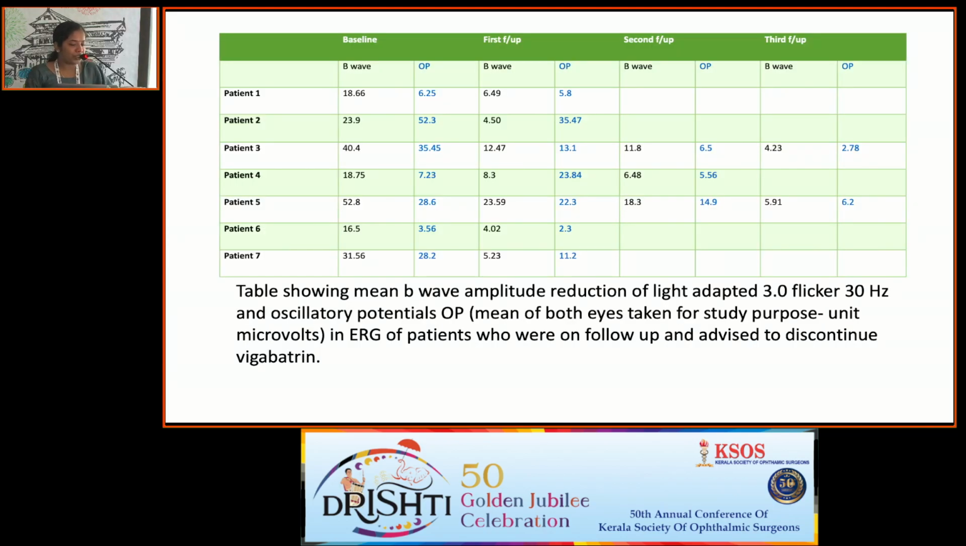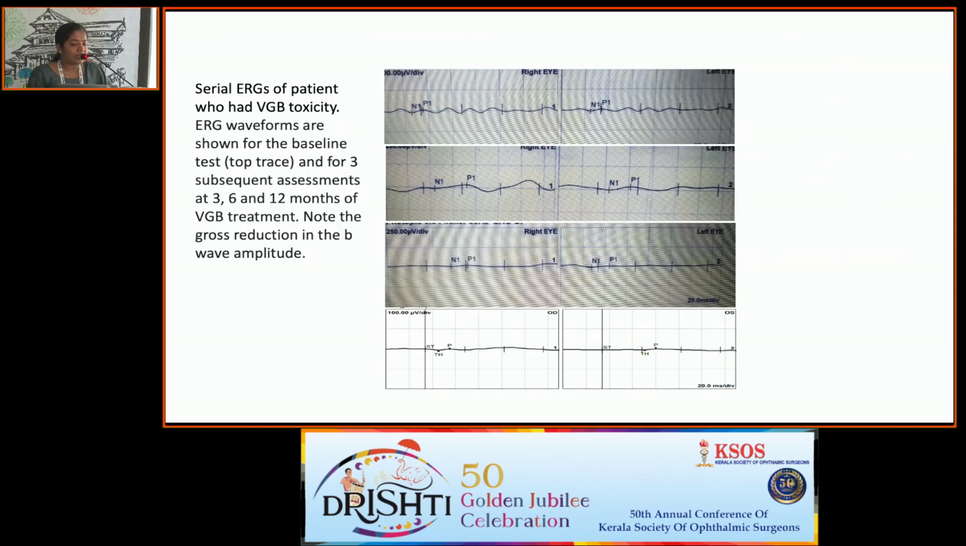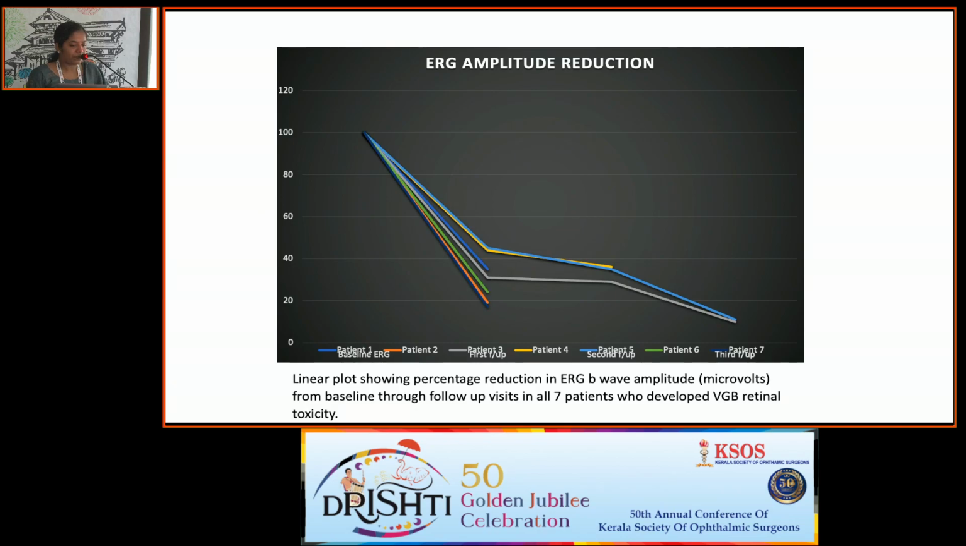This is a table which shows the absolute values of B wave and oscillatory potentials in the 7 patients who developed vigabatrin toxicity. This is a serial ERG of a single patient who had vigabatrin toxicity. ERG waveforms are shown from the baseline at the top trace and the follow-up at 3, 6 and 12 months of visit, which shows a gross reduction in the B wave amplitude. This is the percentage reduction of the ERG amplitude from the baseline through the follow-up visits in all the 7 patients who developed vigabatrin retinal toxicity.